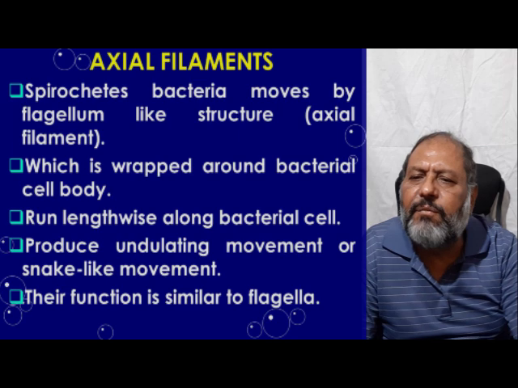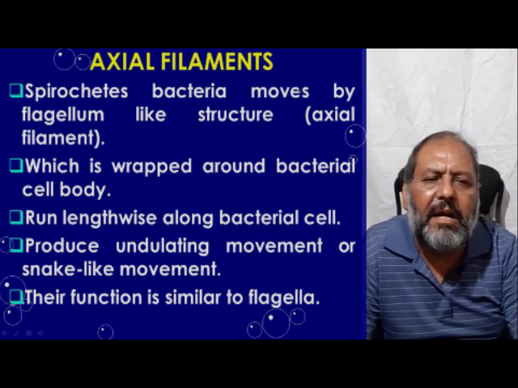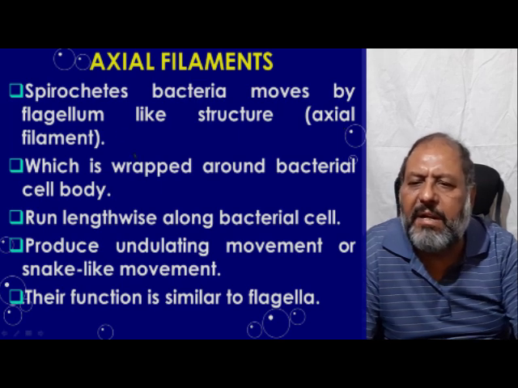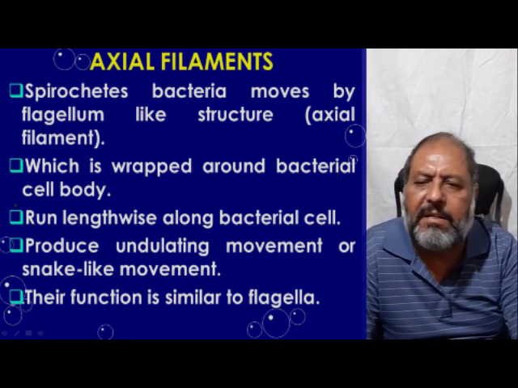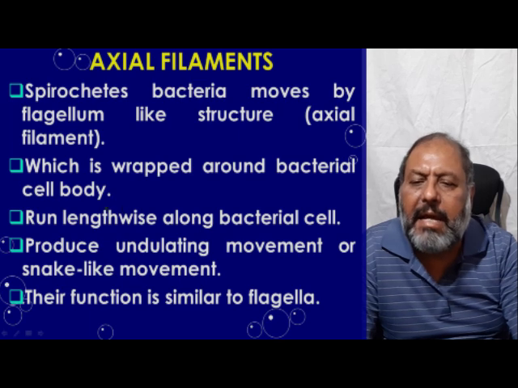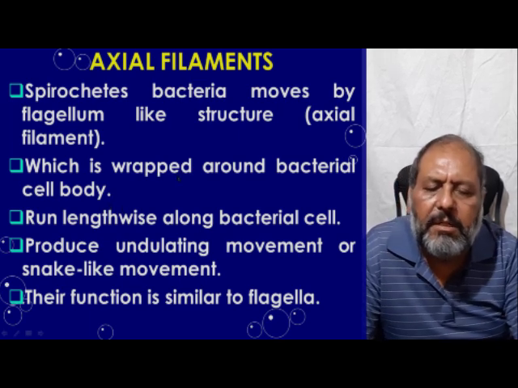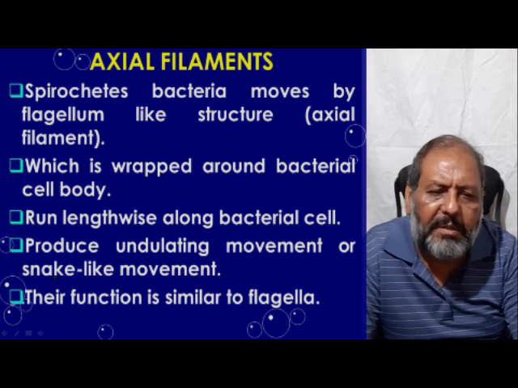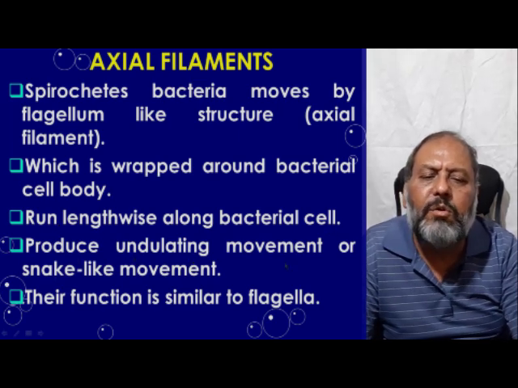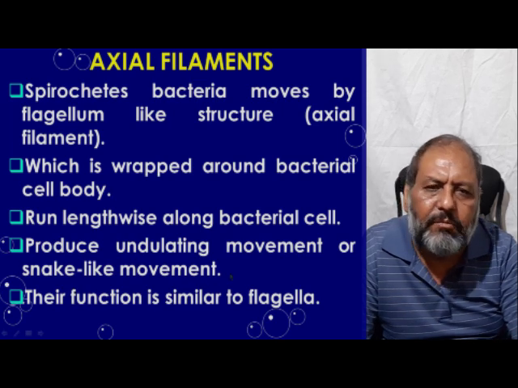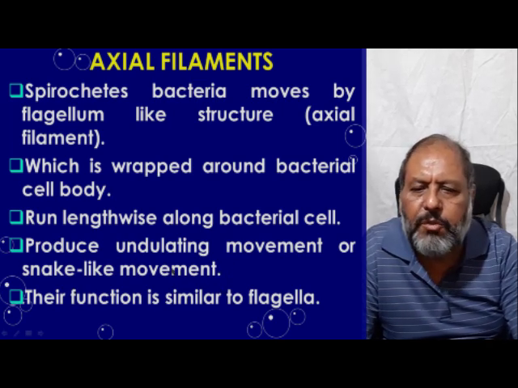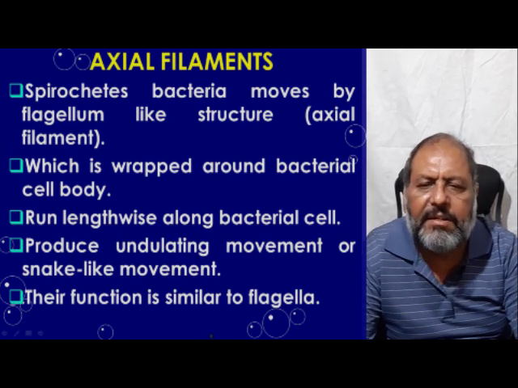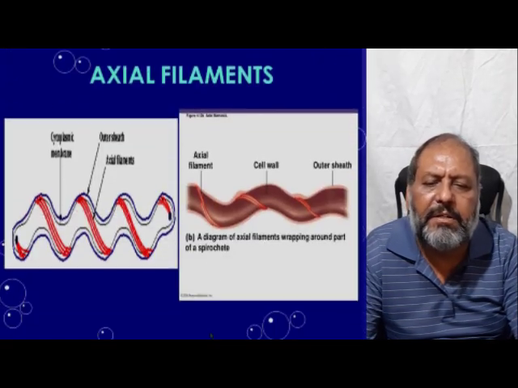Now, axial filaments. Spirochete bacteria move by a flagellum-like structure called the axial filament, which is wrapped around the bacterial cell body and helps the movement of these bacteria. That axial filament runs lengthwise along the bacterial cell and produces an undulating, snake-like movement in the spirochetes. Their function is similar to the flagella in other flagellated bacteria.